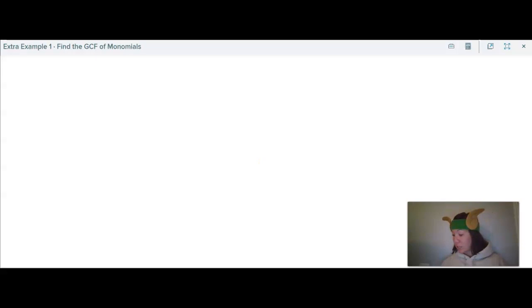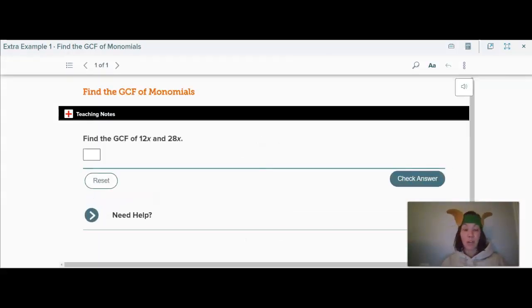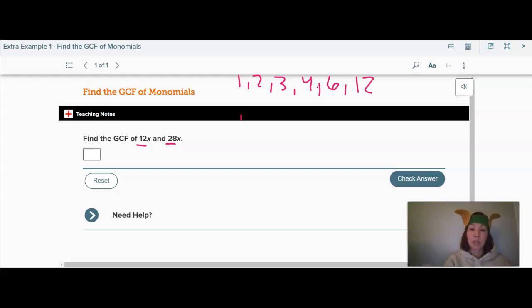And let's look at another example. This one's not in the book. You can write this in the margins of page 260. Find the GCF of 12x and 28x. So first of all, 12 and 28, what would be the greatest common factor of 12 and 28? What's the biggest number that's a factor of both of these? And if you don't know, you can write the factors of each of them, if you know what the factors are.